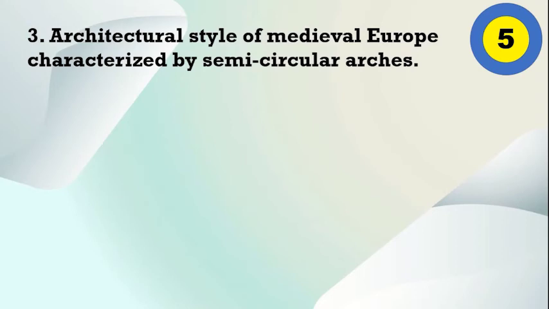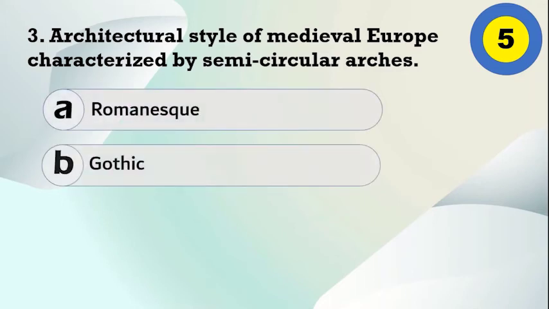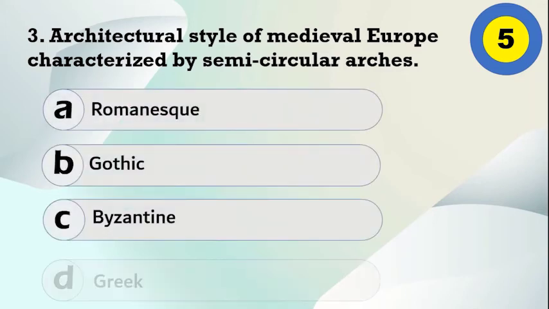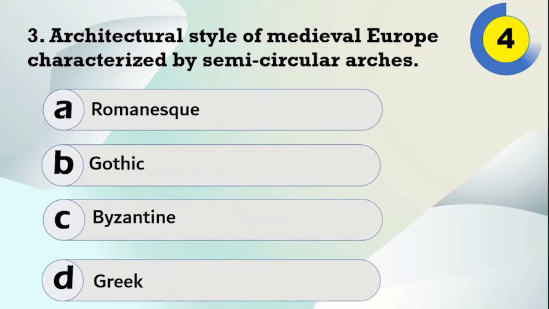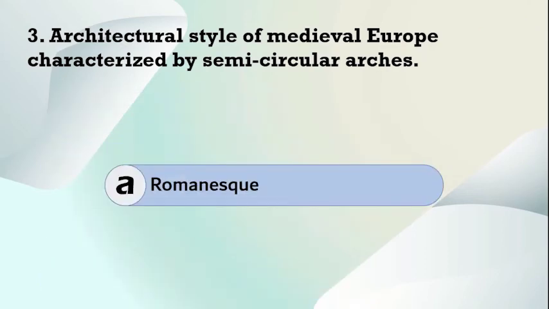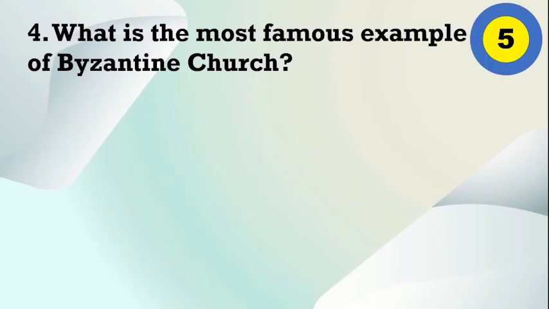Number 3. Architectural style of medieval Europe characterized by semicircular arches. A. Romanesque, B. Gothic, C. Byzantine, D. Greek. If you answered A, that's correct. Wow! Bravo! Number 4. What is the most famous example of Byzantine church?